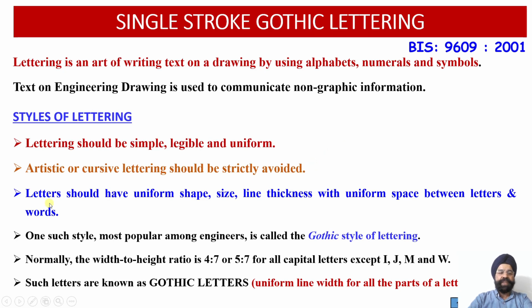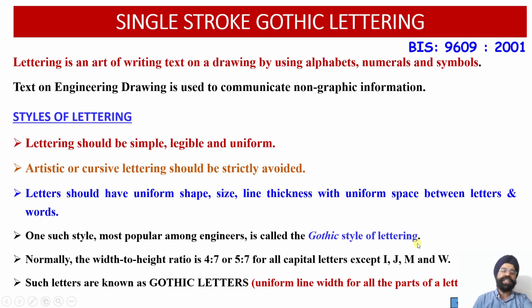So the letters which we are going to use on our engineering drawing should have uniform shape, size, line thickness, with uniform space between the letters and the words. One such style which is very popular amongst engineers is called Gothic lettering. Why do we say it is Gothic lettering? Here we have the standards regarding how much is going to be the width of the alphabet and how much is going to be the height of the alphabet.